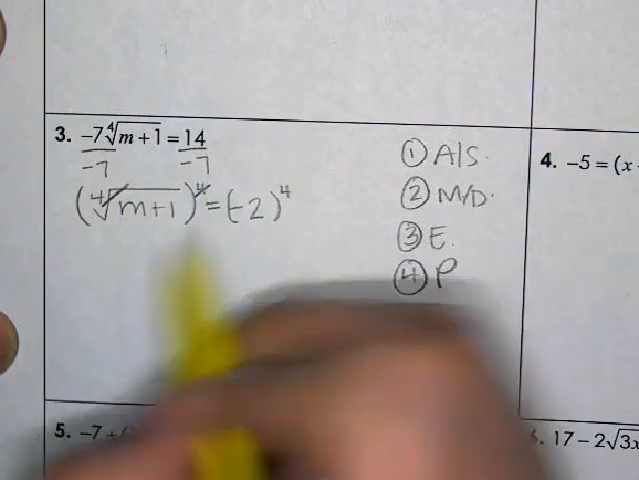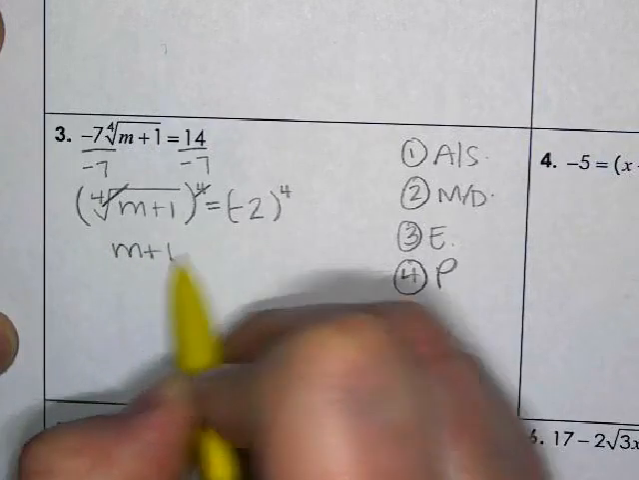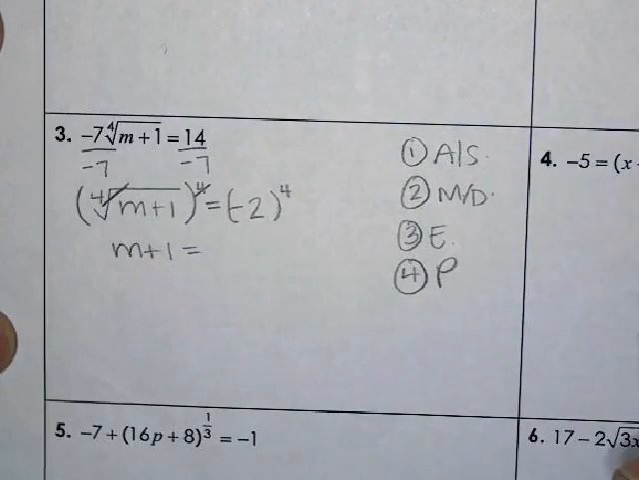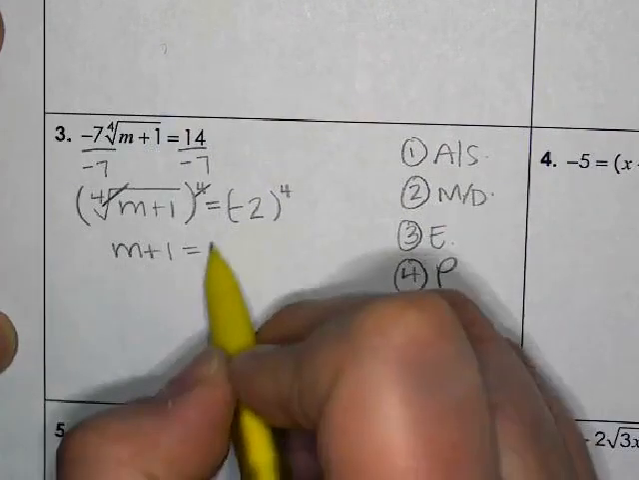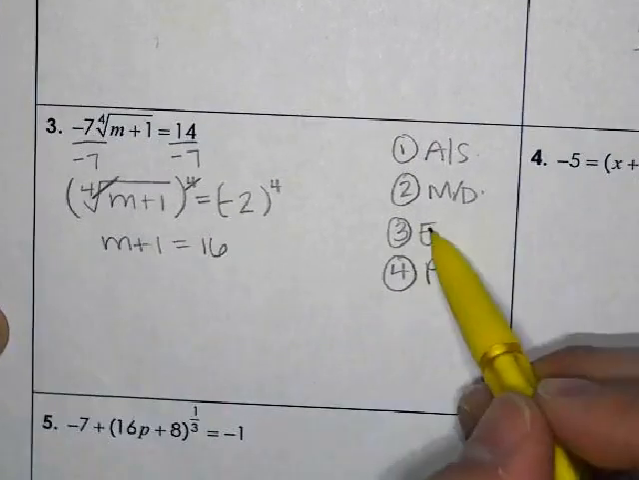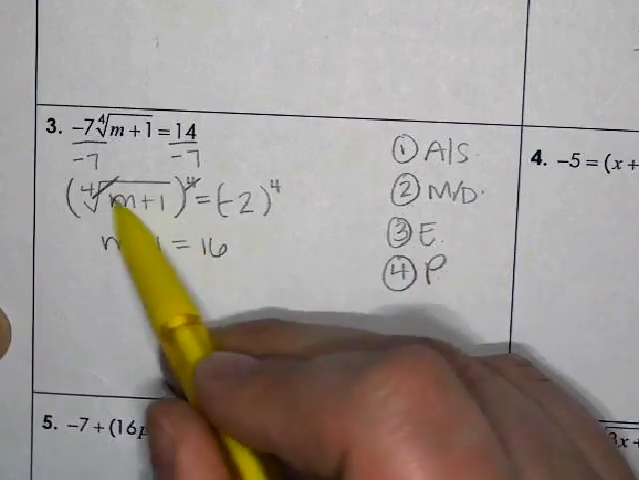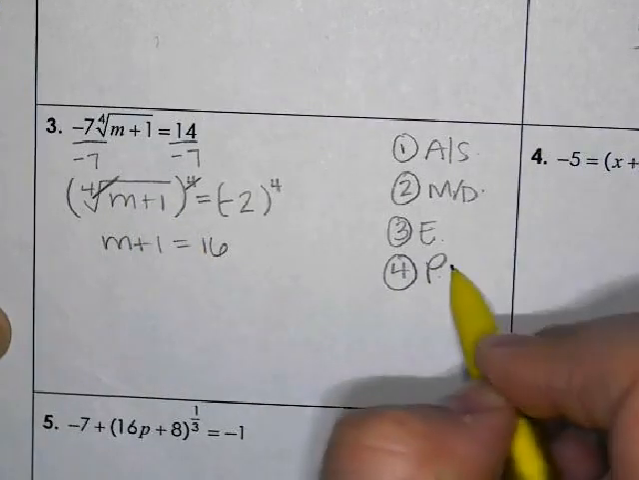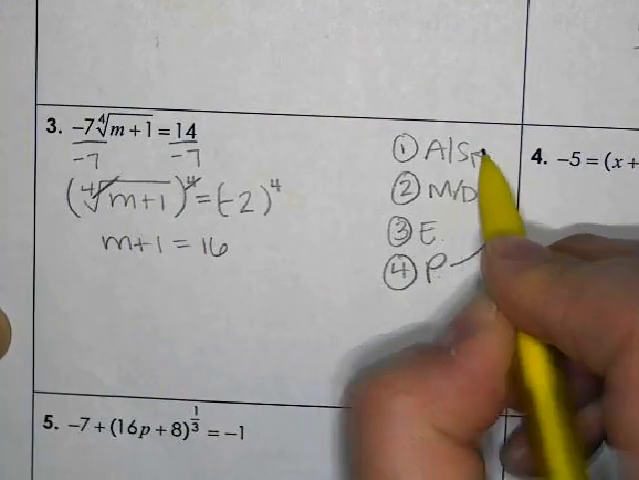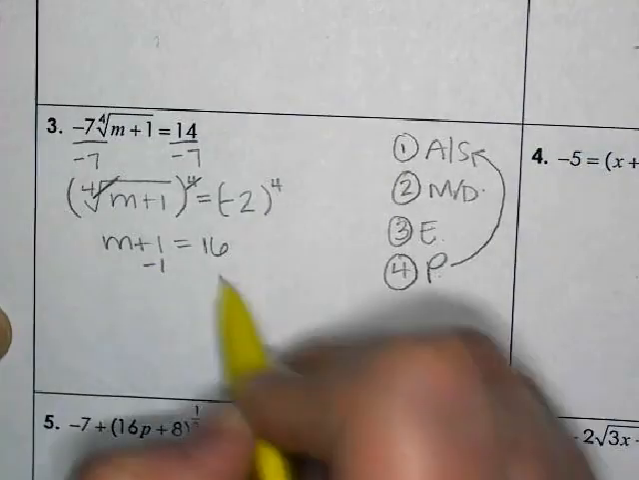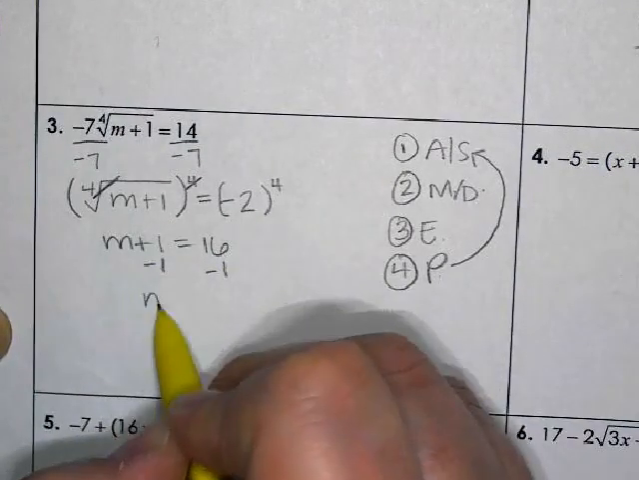Cancel those. M plus 1 is 16. Positive or negative? Positive. Okay, it was a trick question. You passed. All right, we had grouping symbols. It was the radical. We got inside them, so now we're back up to the beginning. Subtract the 1. M is 15.